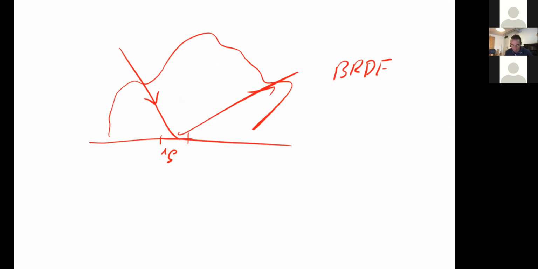Typically it's getting darker if you look from the side, or if you get some specular reflection, you're getting more. Or if you get a hot spot, or if you look with the sun, you get more reflectance, because you have less shading within the object. So that's the BRDF effect. That's bidirectional. So it's incidence and observation.